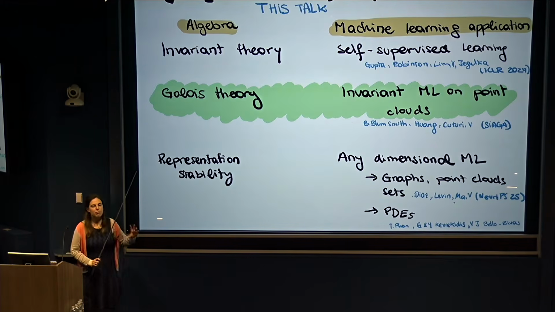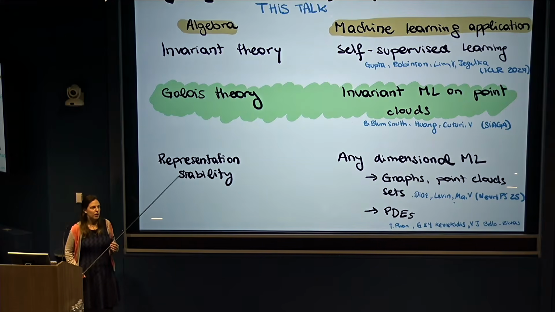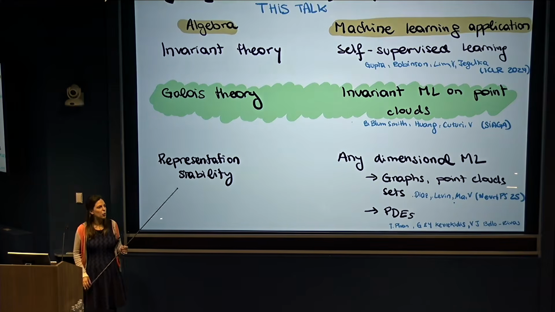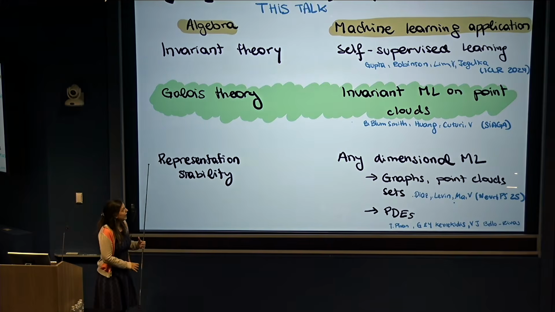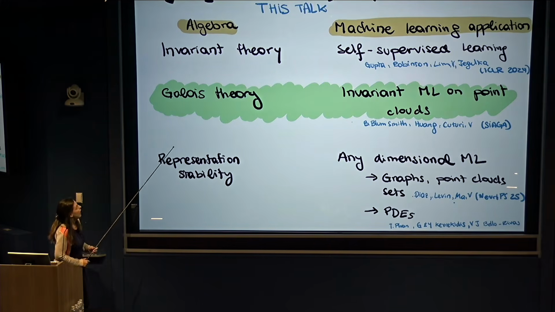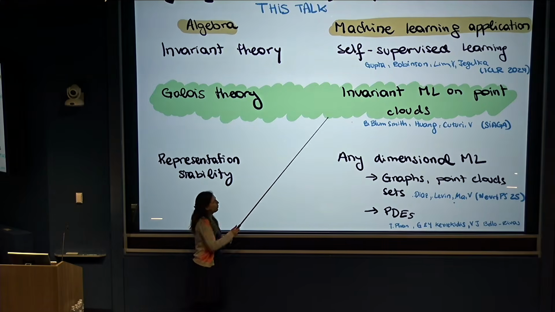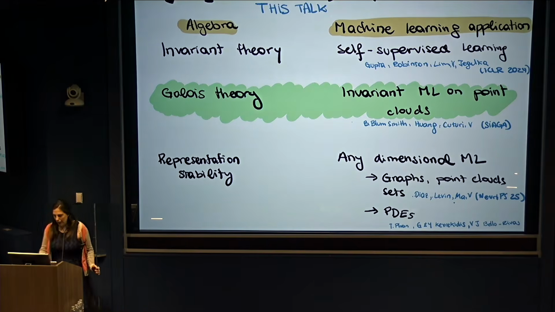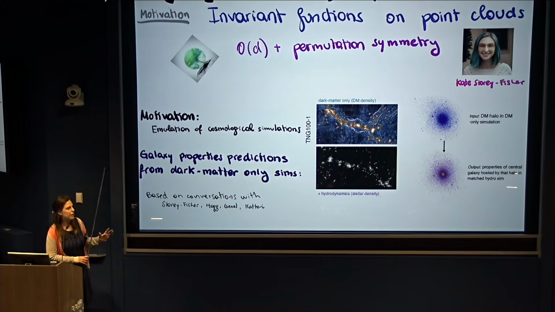So this gave you a small taste of how you can use ideas from invariant theory to modify some standard machine learning models to get them to satisfy interesting symmetries. So the next thing that I'm going to talk about is how we can use Galois theory to implement machine learning models on point clouds. And there's a lot of work in machine learning models on point clouds with applications to many things, chemistry, astronomy, material science.